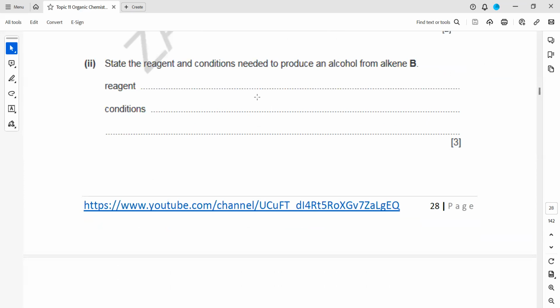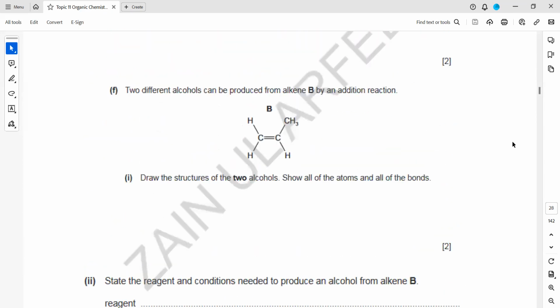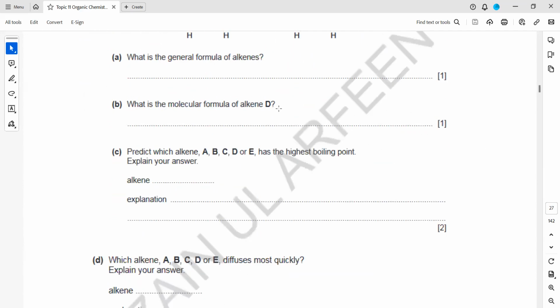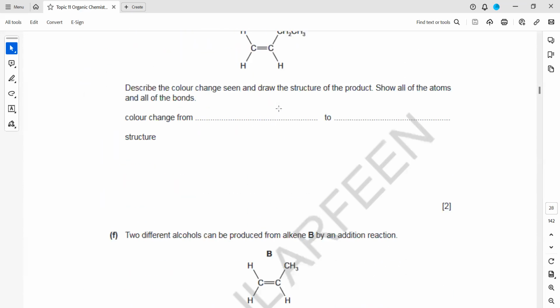State a reagent and condition needed to produce an alcohol from alkene. So the reagents are propene and steam, and the conditions: we need heat, 200 degrees, and phosphoric acid. That's right. Because alkene B is what? This is alkene B, which is propene. So propene plus steam will give propanol.